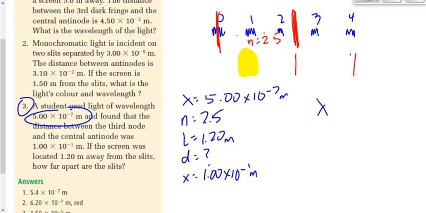We want to use lambda is equal to xd over n times L, right? I think that's the most obvious one that we're going to use here. But we've got to try that little condition; it's got to be met here. Is L greater than 10 times x? L is 1.2, 10x is 1. Is 1.2 greater than 1? Yeah, barely. Good enough, though. Barely is good enough. Okay, let's rearrange this to solve for D.